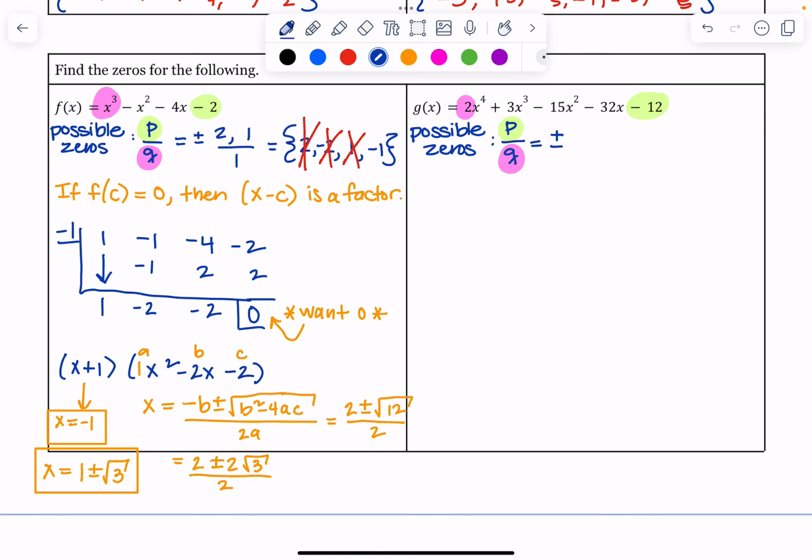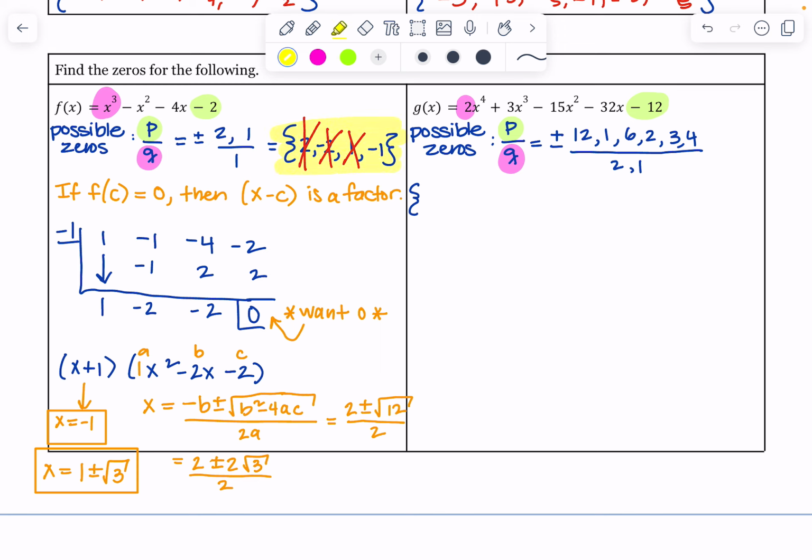Okay, so for -12, our factors for 12 would be 12 times 1, 6 times 2, and 3 times 4. So this one has a lot. And then for q, we have 2, so that would be 2 and 1. So we're going to have a huge set here. I'm going to write them all out because we kind of need to checkbox them like we did on the previous problem. And so when I do that, we're going to have, let's see, 12 over 2.